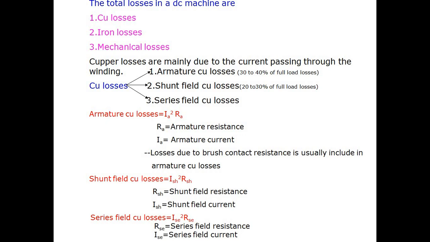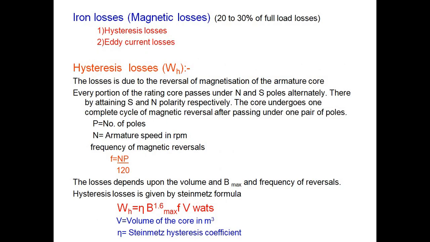Shunt field copper losses equal Ish squared into Rsh, where Rsh means shunt field resistance and Ish means shunt field current. Then series field copper losses equal Isc squared into Rsc, where Rsc means series field resistance and Isc is the series field current. Iron losses, the magnetic losses, are 20 to 30% of full load losses. First point, hysteresis losses. Second point, eddy current losses. Hysteresis losses are those losses due to reversal of magnetization of the armature core.